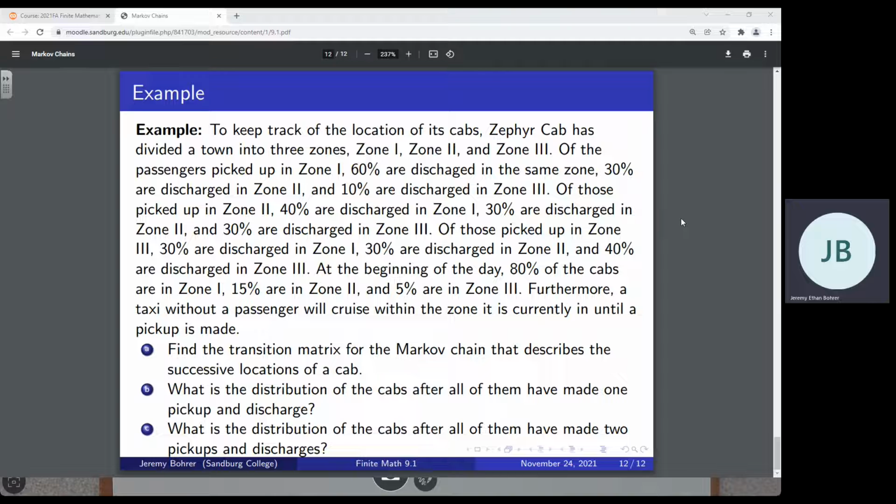Of those picked up in Zone 2, 40% are discharged in Zone 1, 30% are discharged in Zone 2, and 30% are discharged in Zone 3. And of those picked up in Zone 3, 30% are discharged in Zone 1, 30% are discharged in Zone 2, and 40% are discharged in Zone 3. At the beginning of the day, 80% of the cabs are in Zone 1, 15% are in Zone 2, and 5% are in Zone 3. Furthermore, a taxi without a passenger will cruise within the zone it is currently in until a pickup is made.